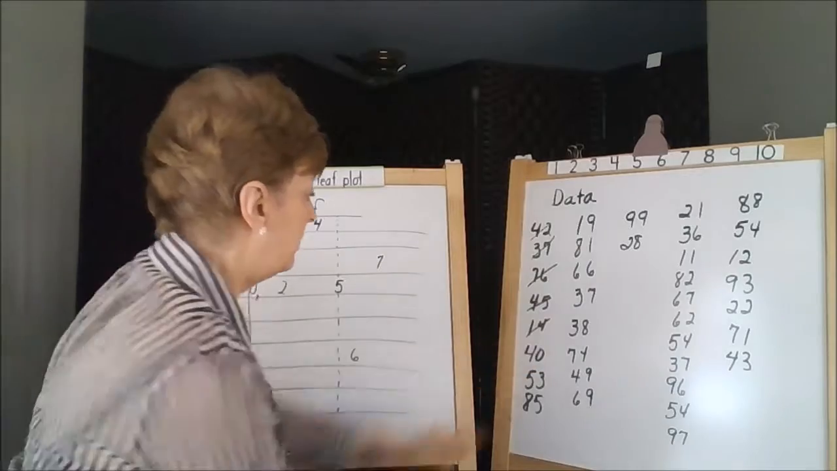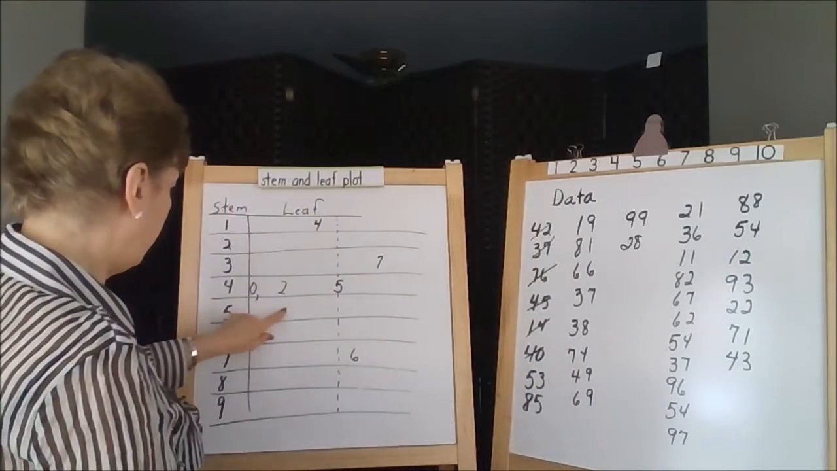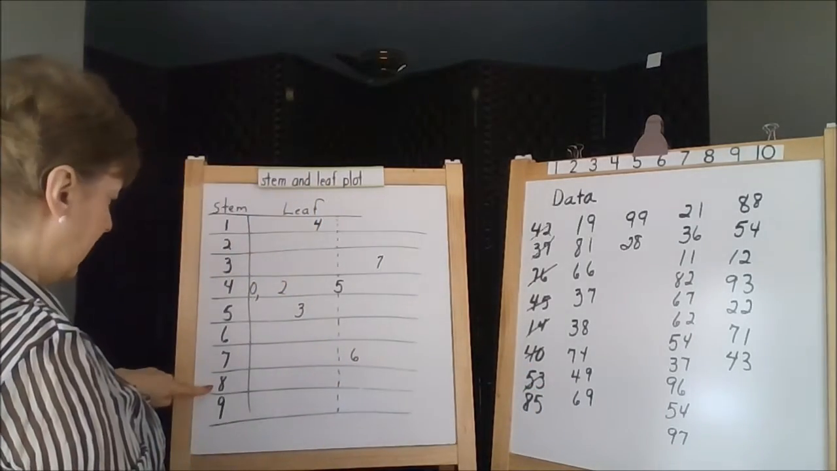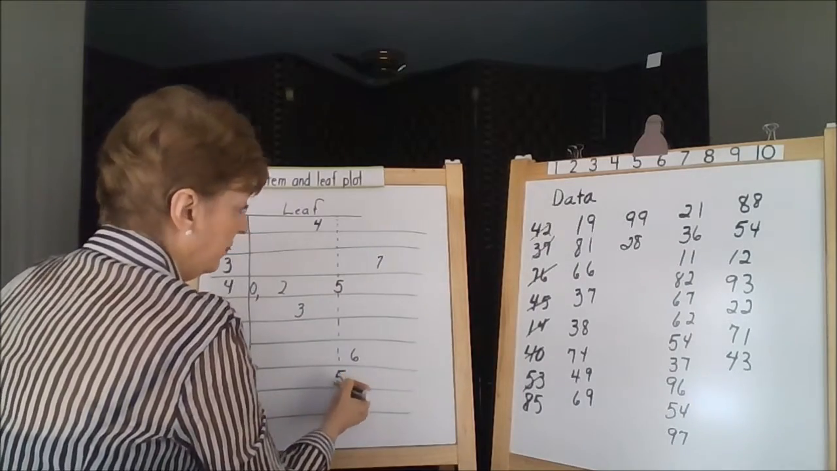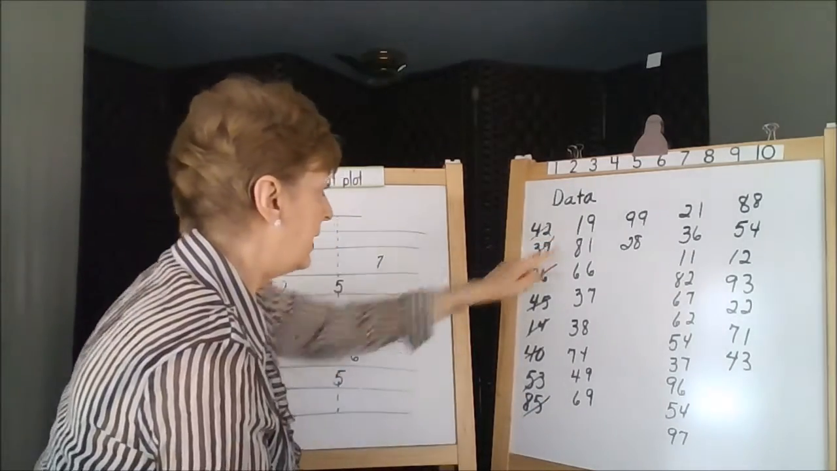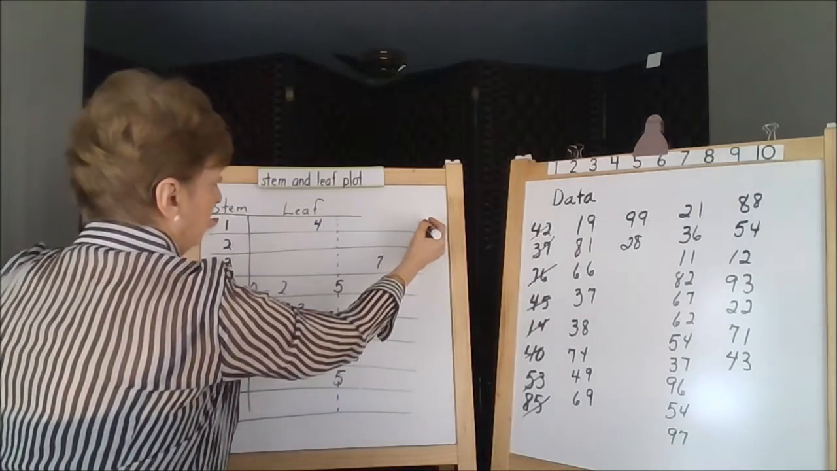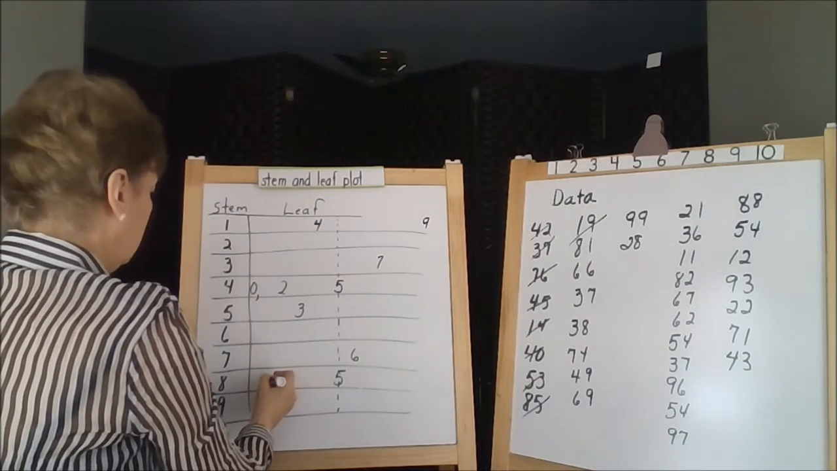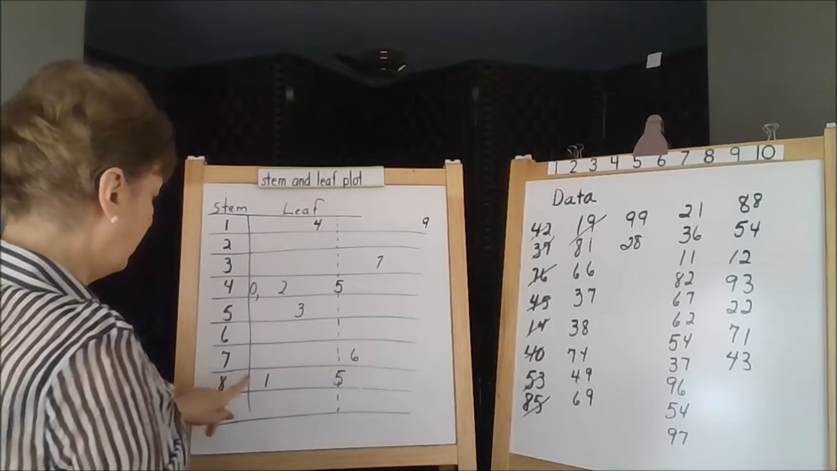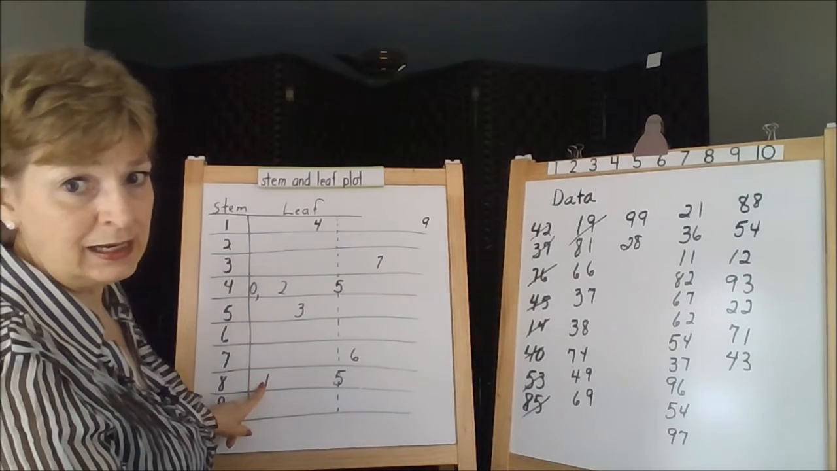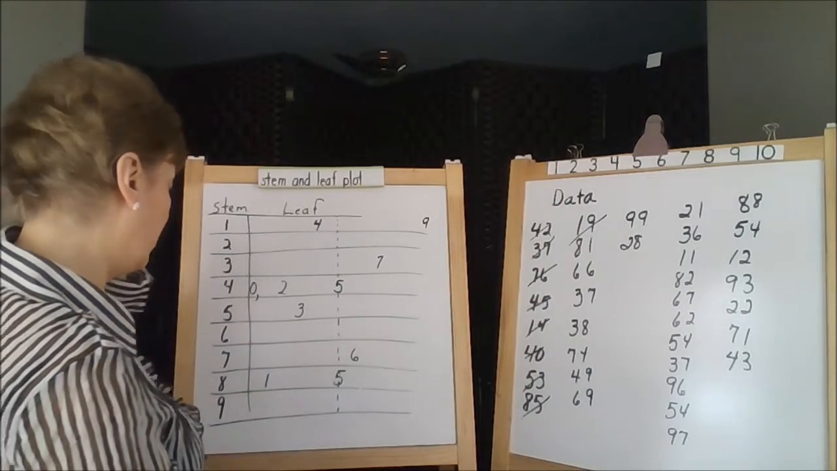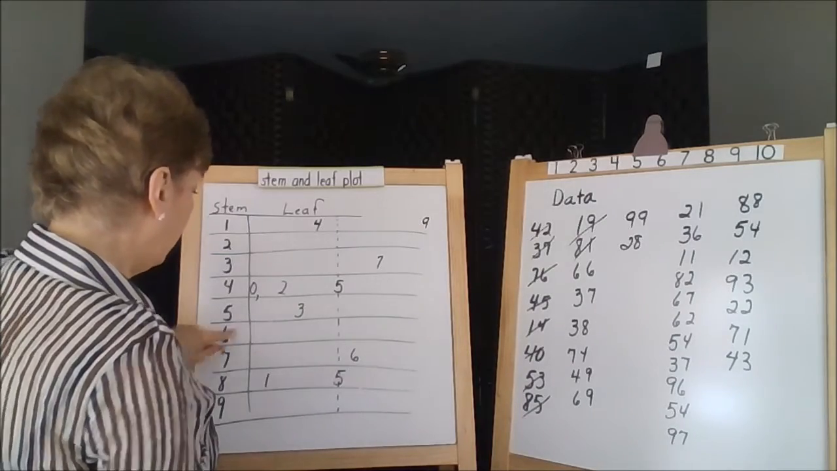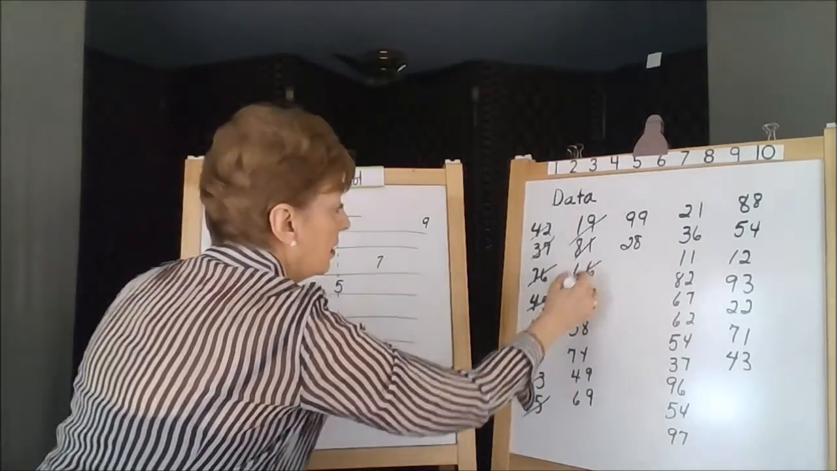Okay, 53 maybe about here. 85, I would go to my 80 stem, and my 5 would be here. 19, 81 to my 8 stem, and 81, probably there. I'm leaving myself a little room because maybe I'll have an 80 data point and I would have to squeeze it in before the 1. All right, 66. Here's my 60 stem, and 66 would be about there.